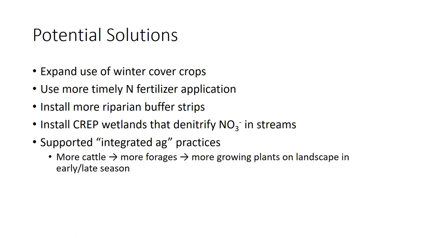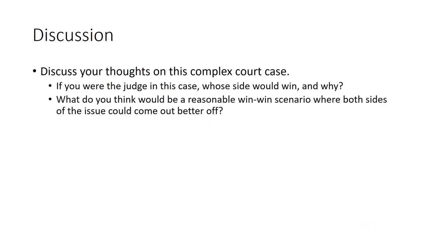Those forages would take certain parts of the landscape or the watershed out of the area that's a potential nitrate source. If there's less that's just straight corn and beans and more that goes into perennial crops like forages, then that would help with the early and late season losses of nitrate. So in this case, integrated agriculture might be a good solution.